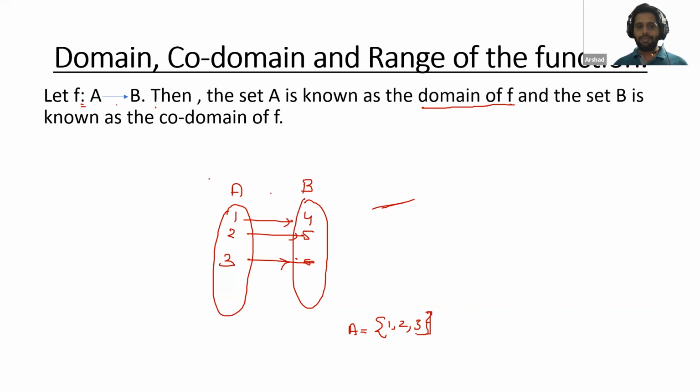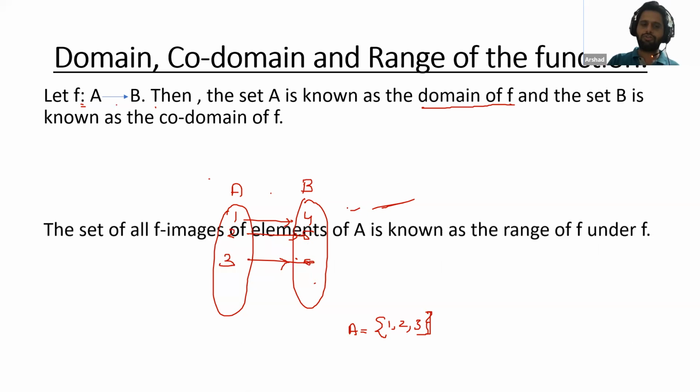Now, what is set B? Set B is called the codomain. If in the exam they ask you what is the domain and the codomain, then the complete set A is the domain, the complete set B is the codomain. So these values 4, 5, 6, this is the codomain. Now, what is the range?